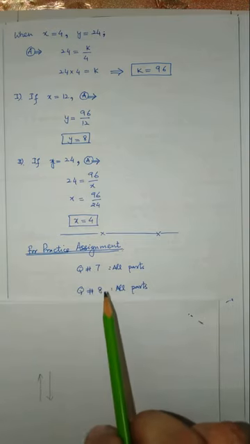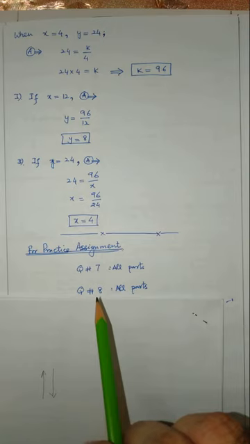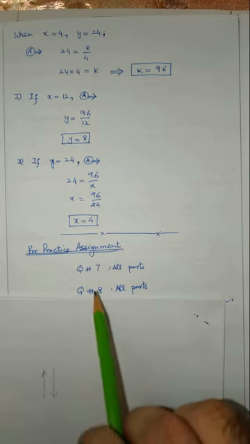Similarly, question number 7 and question number 8 are direct variation and inverse variation. So students can practice on these two parts.